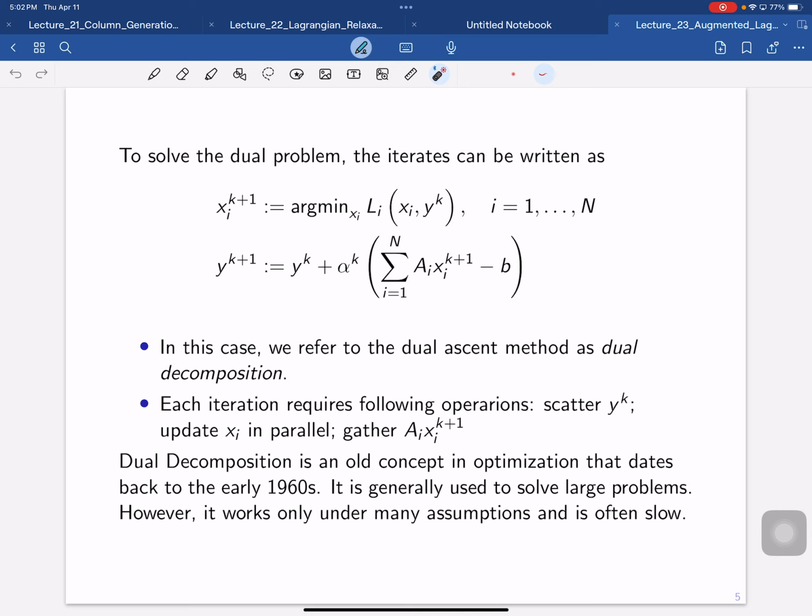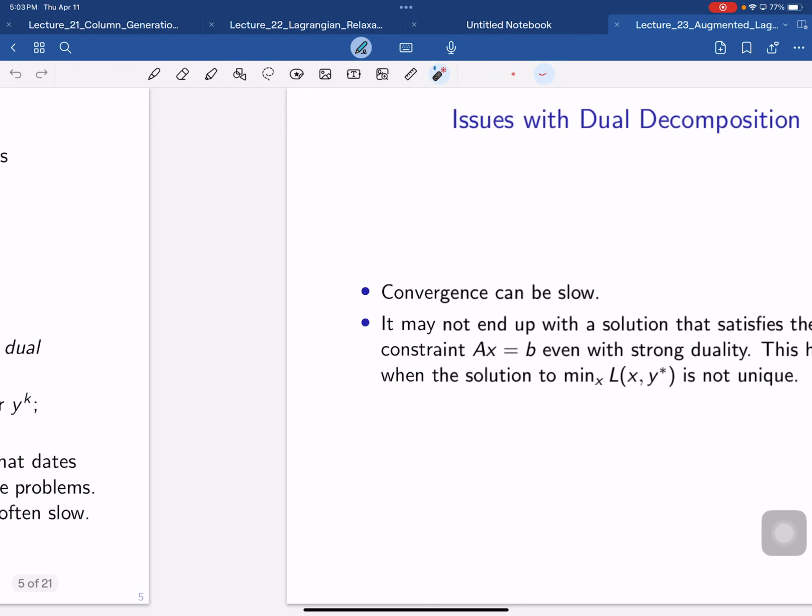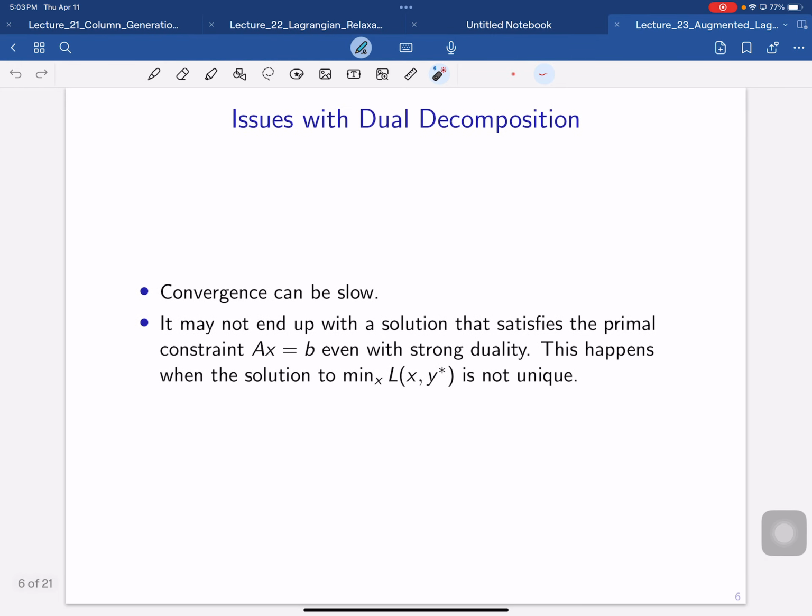Okay, so this is a very old concept in optimization that dates back to the 1960s. You can use this to solve large-scale problems, right? So the idea is, you solve each of the subproblems separately, and then you collect the updates, the new iteration of the x variables. Then you use the gradient to update the dual variables. Here's just a review of what we did in the previous lecture for the continuous problem.